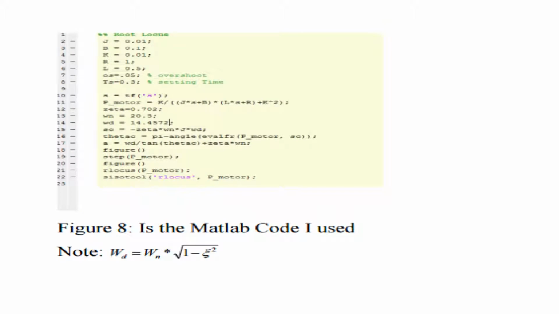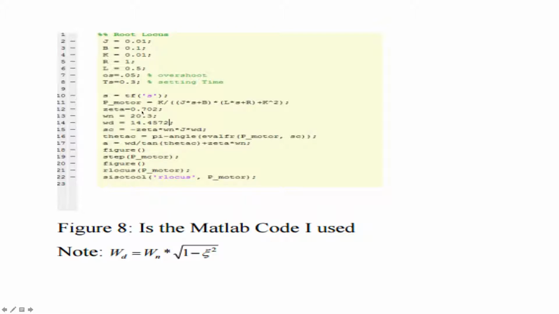So I plugged in everything: the J, B, K, R, and L. J is the rotor inertia, B the viscous friction, R resistance and impedance. I got those from the internet too; they should be given to you. And for the overshoot, as you can see here, the 0.05 is because of the 5% divided by 100. That's the settling time, which was 0.3.